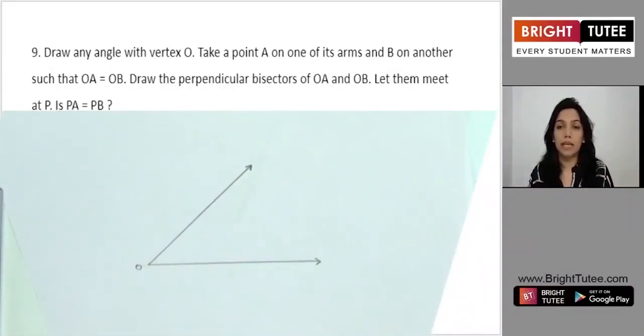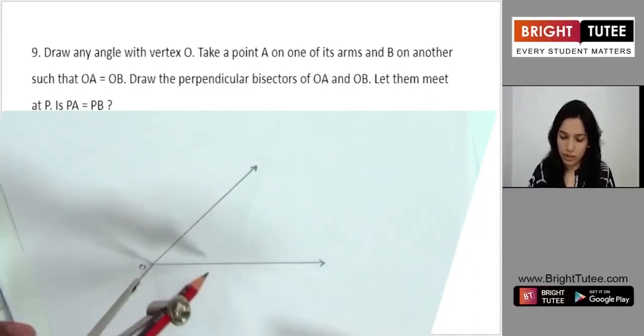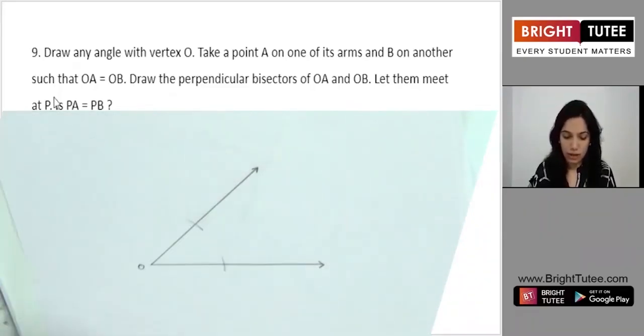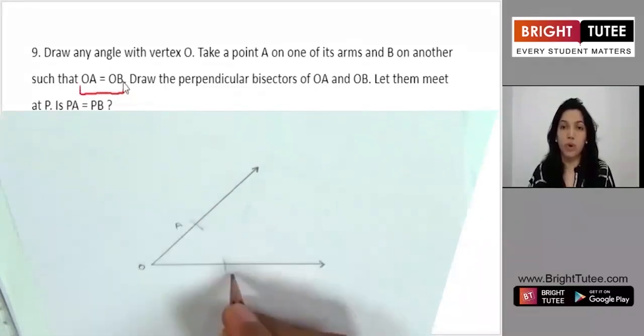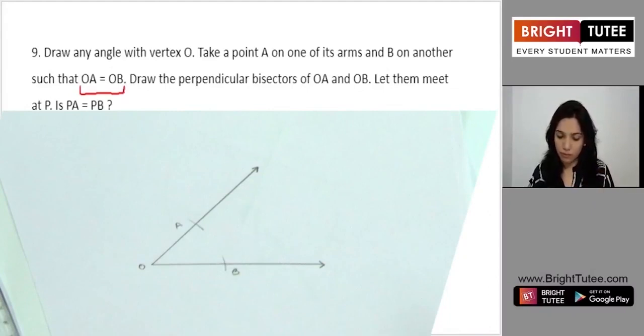Take a point A on one of its arms. So here, let's say this is point A, and B on another arm such that OA is equal to OB. So you measure with a ruler how much you have taken for AO. Same measure you need to make for OB. Okay. So first of all, you drew any angle, any measure, keeping this vertex name as O.